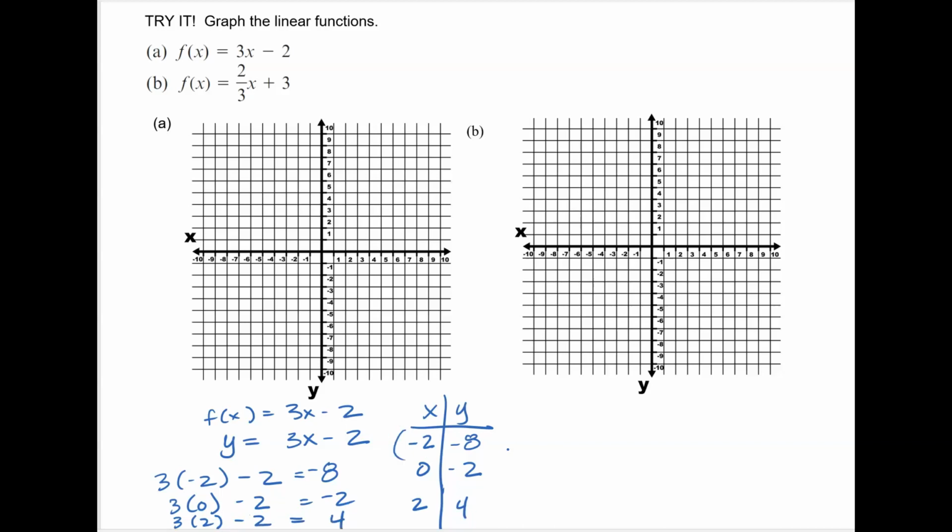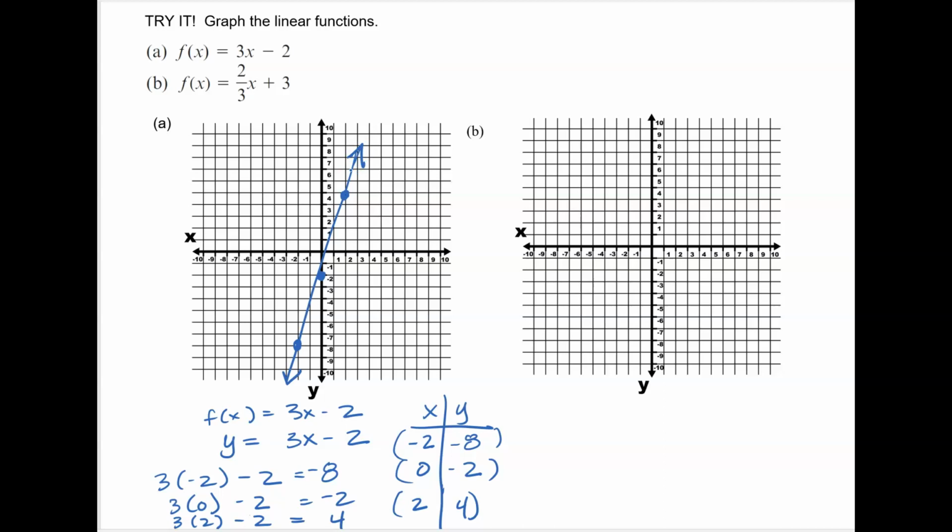Then I just plot these points. These are just ordered pairs: -2, -8; 0, -2; and 2, 4. If I did this right, they should line up to be a straight line. And you're going to want to use a straight edge and connect those points.